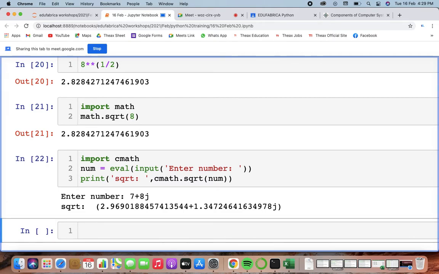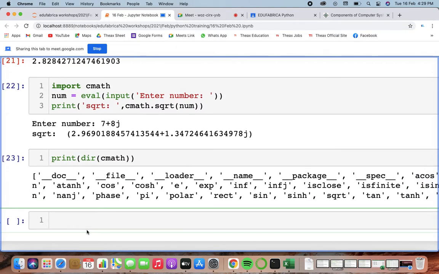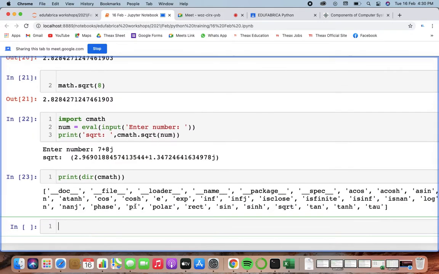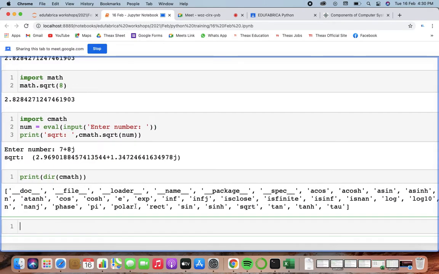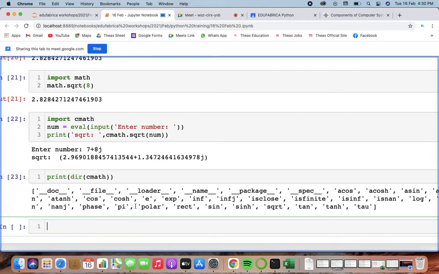Okay, so basically this eval method, what you say, right, allows you to evaluate arbitrary Python expressions always in a string base. And if you want to learn about what is there in the cmath module, you can just have a look like this, and you can find sine, square root, tan and so on, similar to the math module, but with functions for complex numbers.